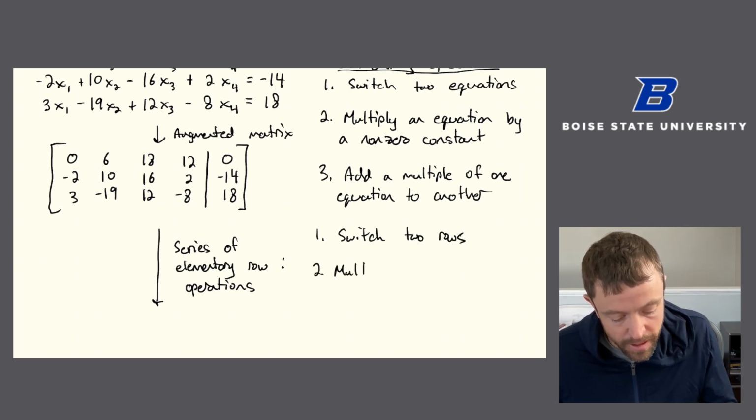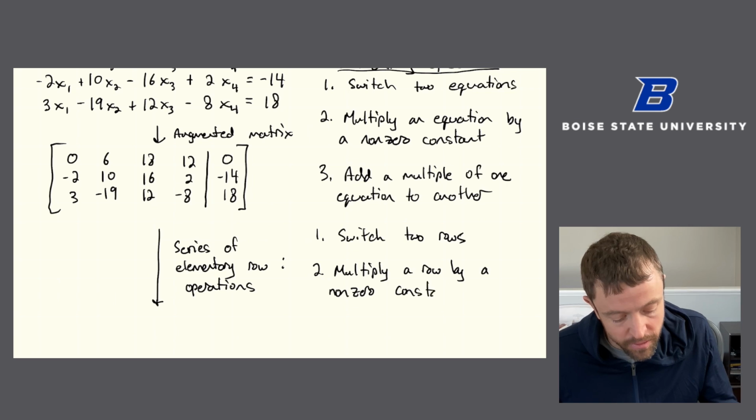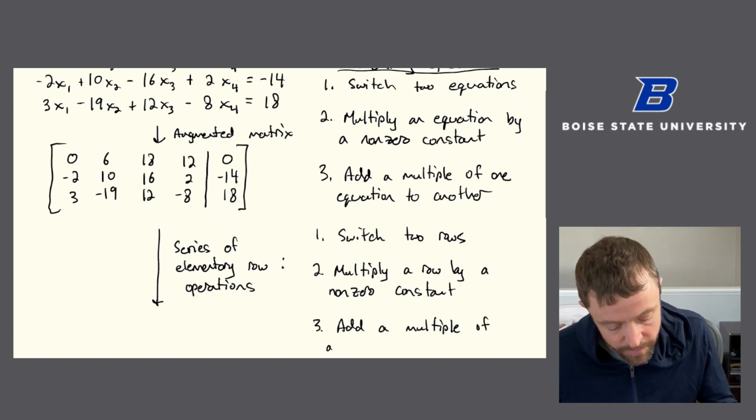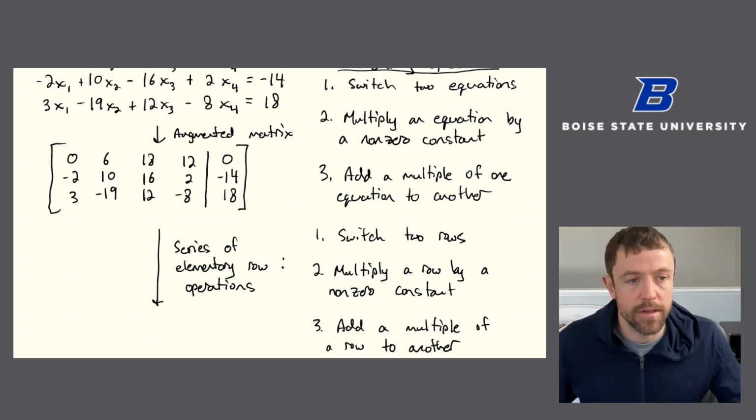I can multiply a row by a non-zero constant. That corresponds to multiplying an equation by a non-zero constant. And then the final thing I can do is add a multiple of a row to another, which corresponds to adding a multiple of an equation to another. So these will be my three types of elementary row operations.